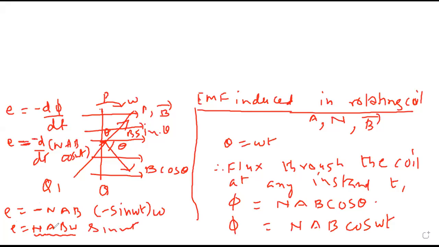Always the coefficient of sine and cosine is the peak value of that function. So this is called the maximum EMF, E0, where E0 is nothing but the maximum EMF. So EMF induced in a rotating coil is E equals E0 sin omega t. Please draw this diagram and copy this much.